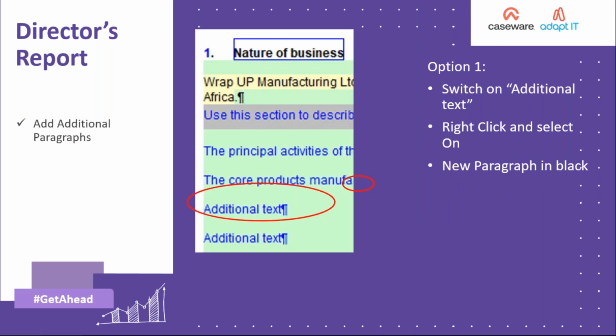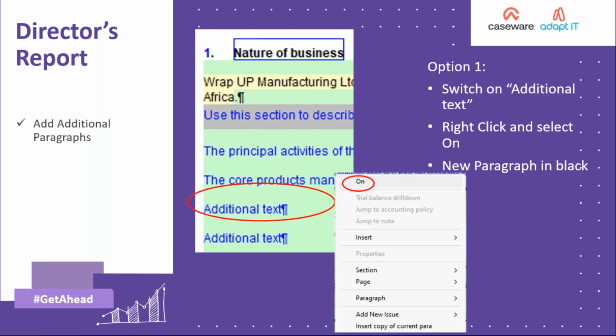The other option that you can do to modify the content of your reports will be to add paragraphs. We've seen earlier that you can use super insert to add additional paragraphs. Alternatively, let's start with option one. It will be to switch on the additional texts that we've already inserted in the different sections of your report.